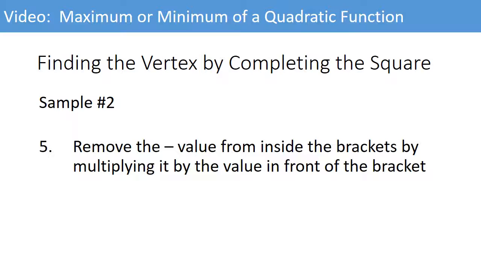Remove the term with the negative value from inside the brackets by multiplying it by the value in front of the bracket. So we want to take out the negative 1 from inside the bracket, so we multiply it by 2, which is the number in front. So we are going to get y equals 2[x squared minus 2x plus 1] plus 2 times negative 1 plus 5.